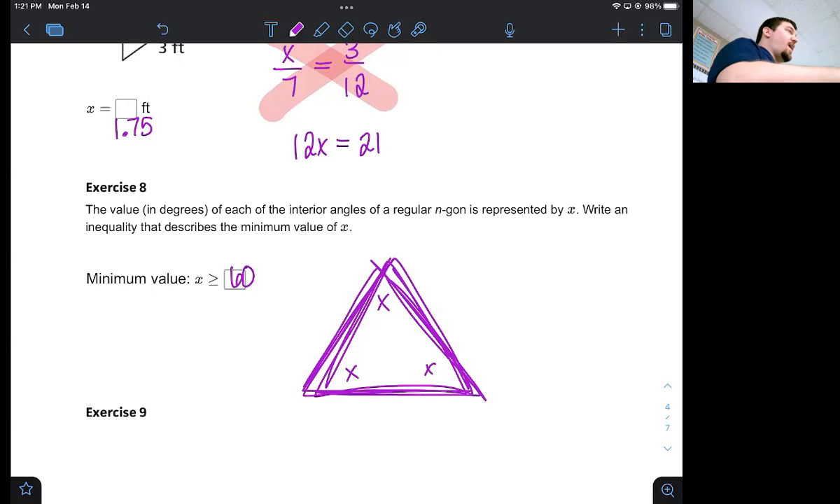A regular triangle is an equilateral triangle. What's a regular quadrilateral? A square. And that's going to have 90 degrees. A regular pentagon is going to have 540 divided by 5 degrees. A regular hexagon is going to have 720 divided by 6 degrees, and so on and so forth. So 60 is as small as those interior angles can get on a regular polygon, because you can't have a 2-sided polygon. All right, number 9.